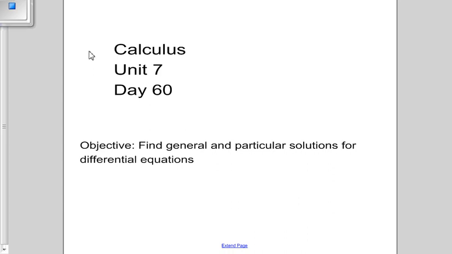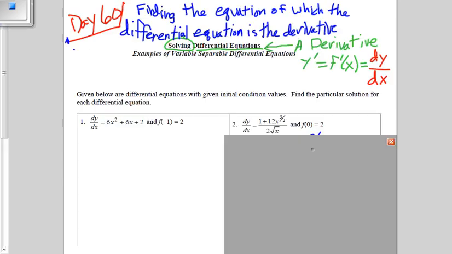AP Calculus, Unit 7, Day 60. Our objective is to find general and particular solutions for differential equations. So, solving differential equations. We're looking at examples of variable separable differential equations. Given below are differential equations with given initial condition values. Find the particular solution for each differential equation.